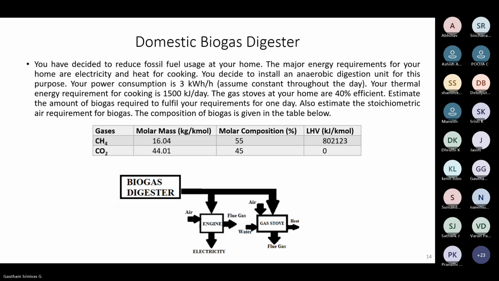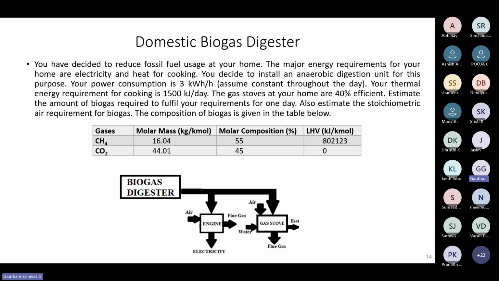So how do you do this? Let's look at this diagram here. From the biogas digester, you're getting the biogas. One part of it is going to the engine to produce electricity. The other part is going to the gas stove to produce heat. Flue gas is the byproduct. Forget the flue gas for now.